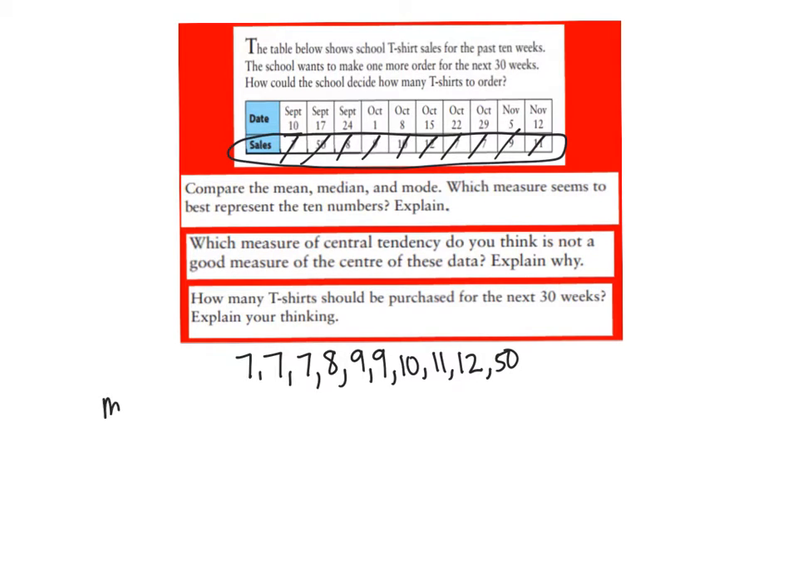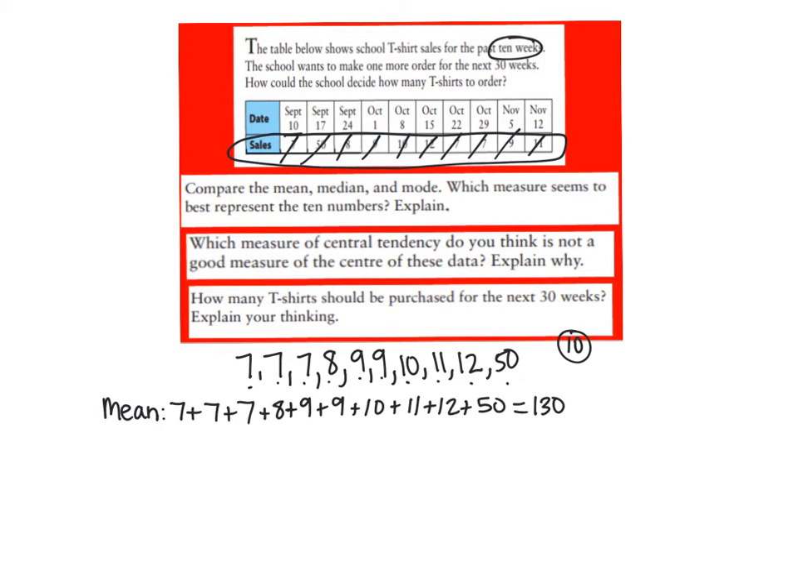first. So to find the mean, I'm going to add them all up and then divide by 1, 2, 3, 4, 5, 6, 7, 8, 9, 10 numbers. So I have my 10 numbers here. So I'm going to start adding. Okay, when I added them all together, I get 130. I'm going to take and divide that by the 10 numbers I have, and when I do that, I get a mean of 13.